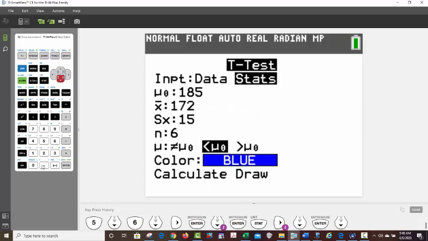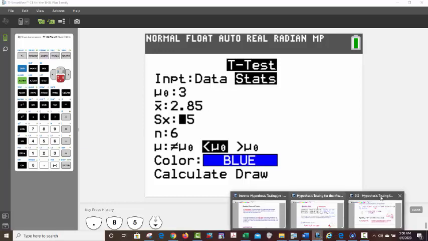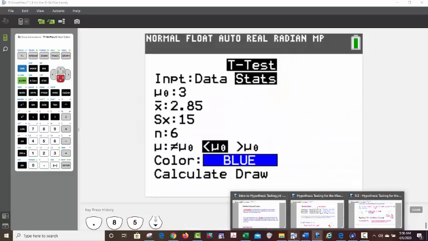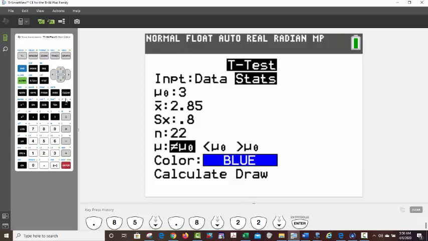Alrighty, so that was 3.0, but 3 is okay, obviously. 2.85. Standard deviation, it's either 0.6 or 0.8. Let me go back and look here. 0.8. N is 22. And this is a two-tailed test. Equal, not equal. All right, there we go.